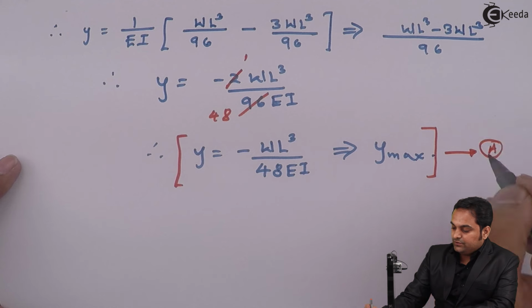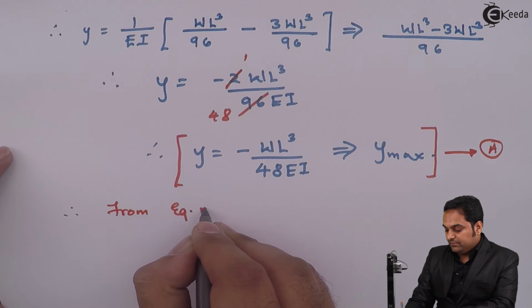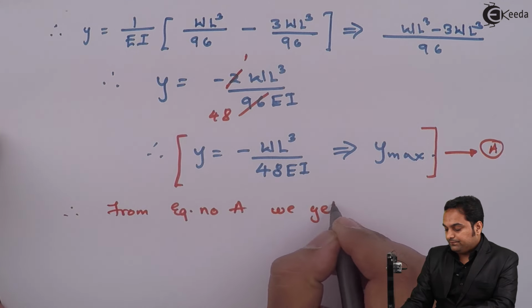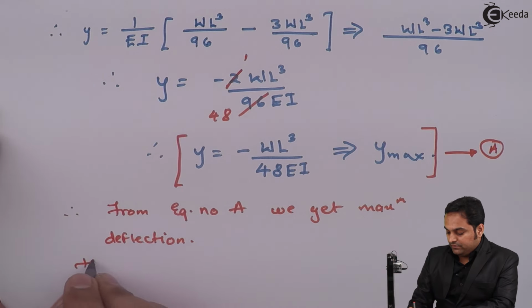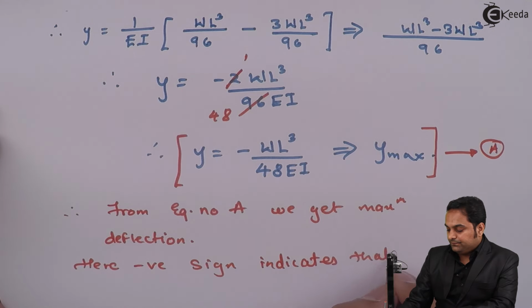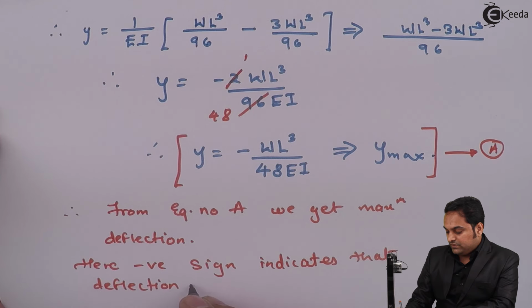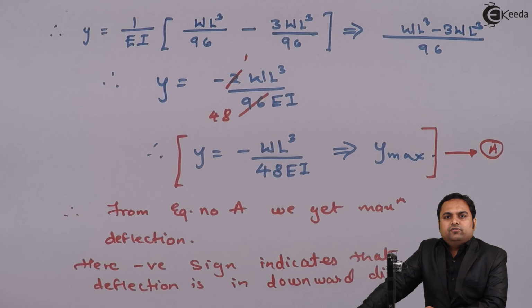So here I'll say that this is equation A. So therefore from equation number A we get maximum deflection, then here the negative sign indicates that deflection is in downward direction. So here in this video we have seen for a simply supported beam how to get the slope and deflection equation and get the values of slope and deflection at various points.